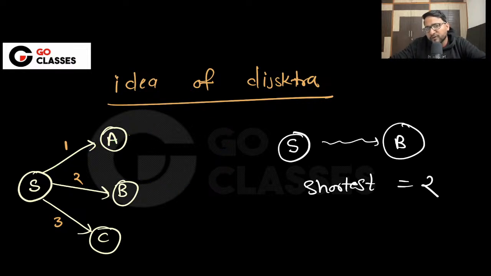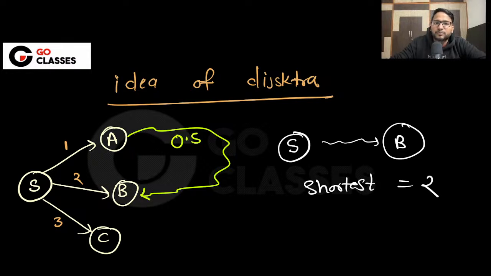Maybe in future I tell you that this is the complete graph and this path is, let's suppose, 0.5 or something. Then maybe in future you come to know that the actual shortest is 1.5. Is this possible or not? Let me know. So this is definitely possible that S to B is just 1.5.